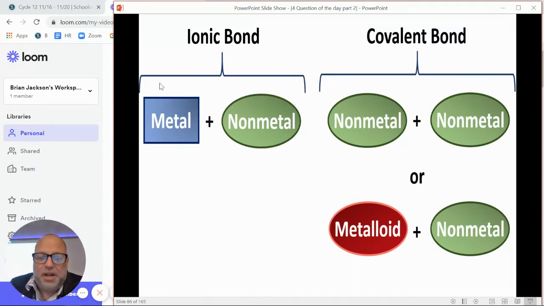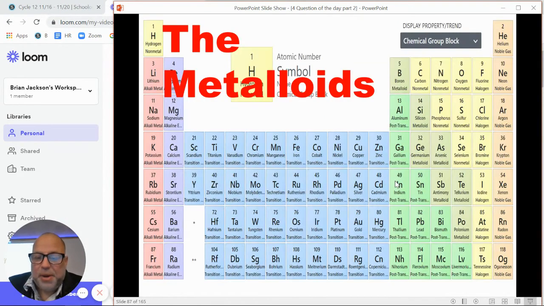So ionic bonding is at least one metal combined with at least one nonmetal. Covalent bonds are where either one is a nonmetal. The only exception is sometimes you can have a metalloid, which goes way back to the first chapter of chemistry. But for the metalloids, right?